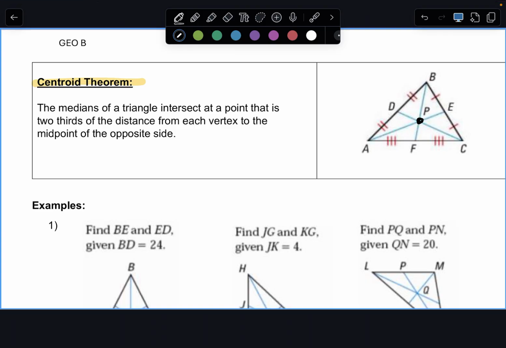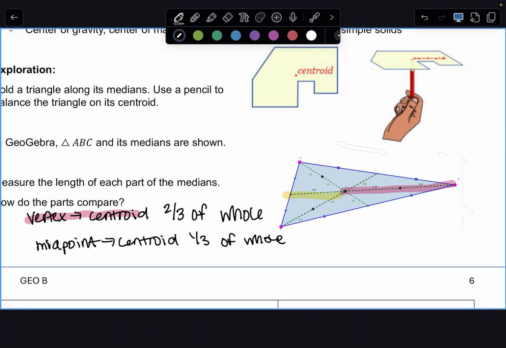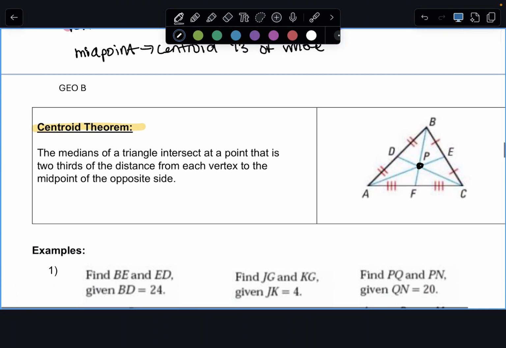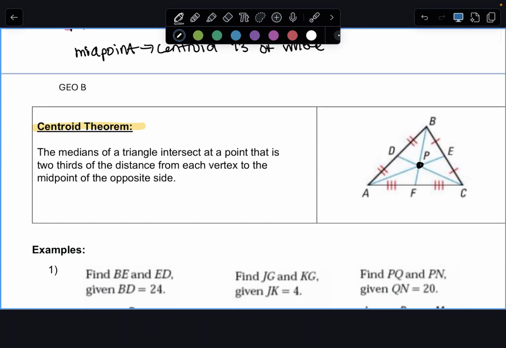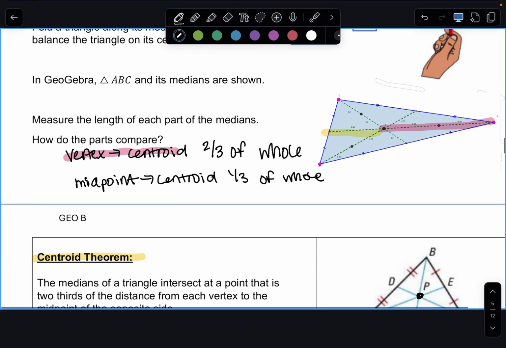The centroid theorem tells me that my medians intersect at a point, my centroid, that is 2 thirds of the distance from each vertex to the midpoint. That's a more complicated way of saying exactly what we set up here. This piece is 2 thirds of the whole, and this piece is 1 third of the whole. Okay? So again, don't write this theorem word for word on your cheat sheet if this doesn't make sense to you, but this does. Then just write this.